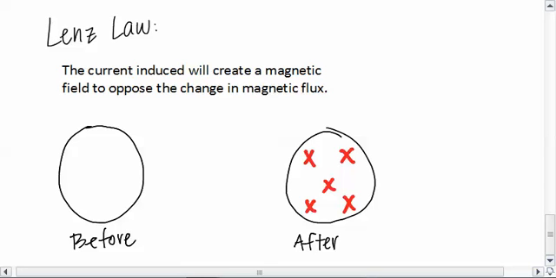Oh, sorry, I think I missed one part, because the field was into the page. Yes. And then the law says to create a magnetic field to oppose. So if into the page, what opposes into the page? Out of the page. So the magnet created a magnetic field into the page within the loop. Yes. And then around the loop, there's one going out of the page. Yes. The loop will set up a magnetic field out of the page.